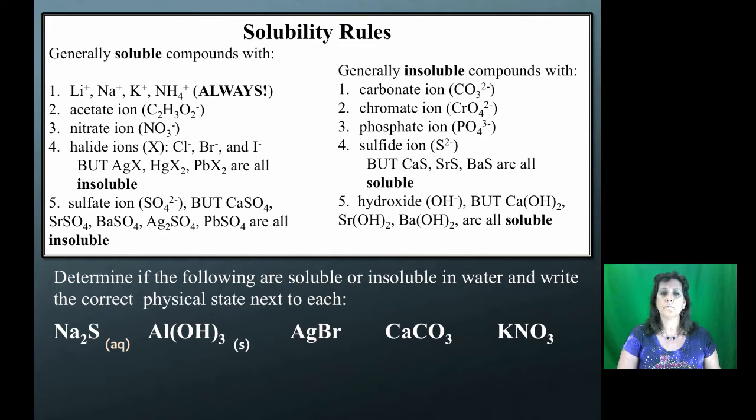AgBr, insoluble. Rule number 4, insoluble, because Ag with Br is one of the exceptions. It is insoluble. Rule number 4 is the Br rule, but silver is an exception. What about CaCO3?